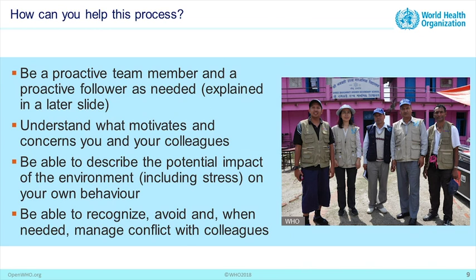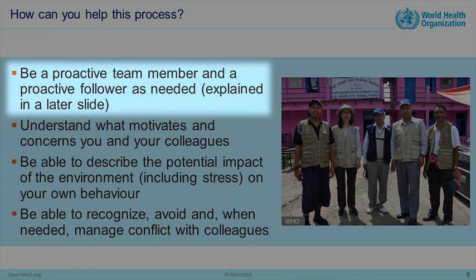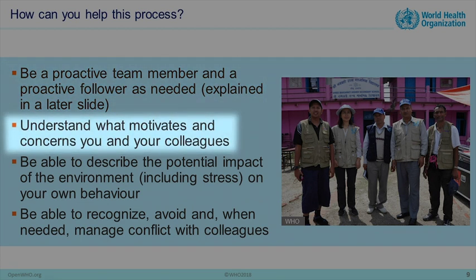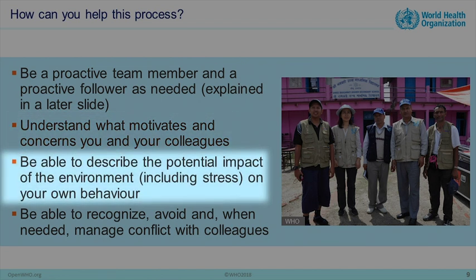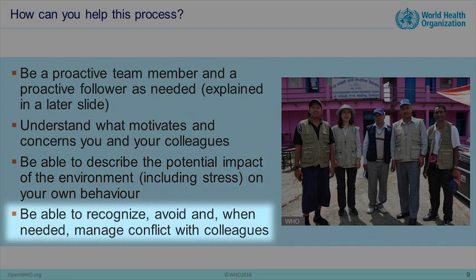You can help the process of team development by being a proactive team member and a proactive follower as needed, and we'll explain what this means in later slides. Understand what motivates and concerns you and your colleagues. Be able to describe the potential impact of the environment, including stress, on your own behavior, and be able to recognize, avoid, and when needed, manage conflict with colleagues.